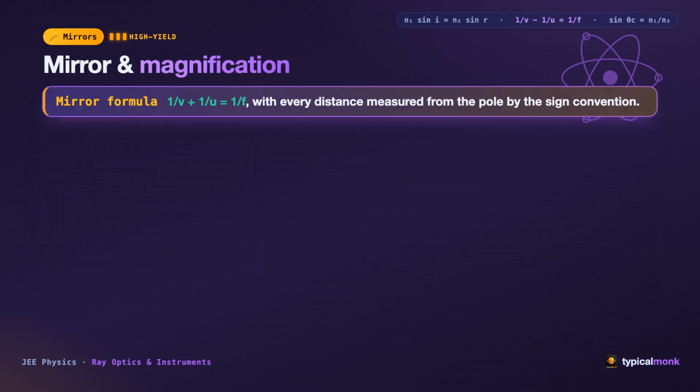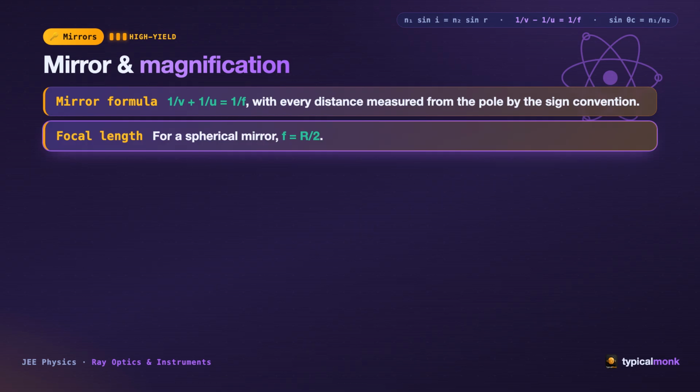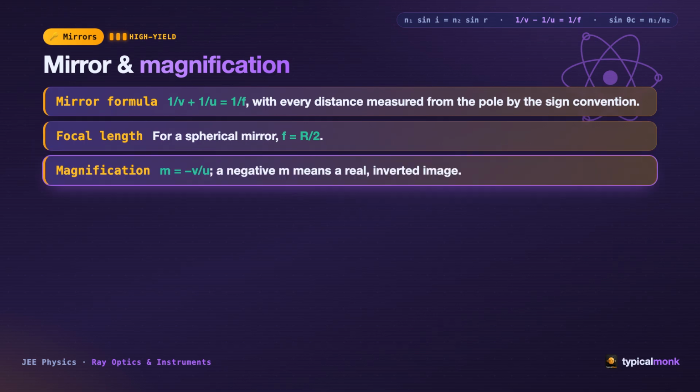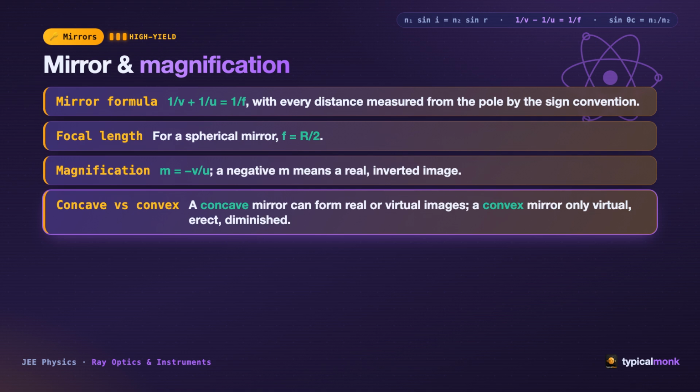Now the spherical mirror. The mirror formula. 1/v + 1/u = 1/f, with every distance measured from the pole by the sign convention. Focal length. For a spherical mirror, f = R/2. Magnification. m = -v/u. A negative m means a real inverted image. Concave versus convex. A concave mirror can form a real or a virtual image. A convex mirror forms only a virtual, erect, diminished image.